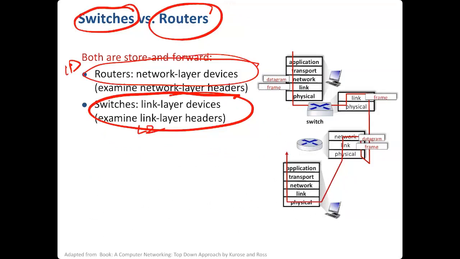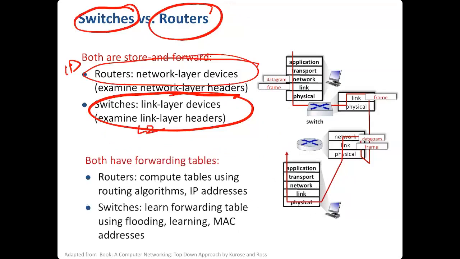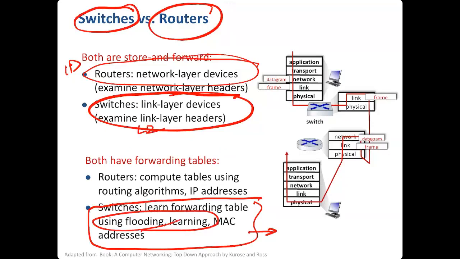Okay, and the table in switches is created by self-learning, while tables in an IP router are created using a routing algorithm like OSPF, BGP, etc.